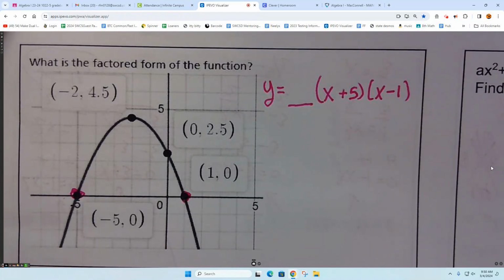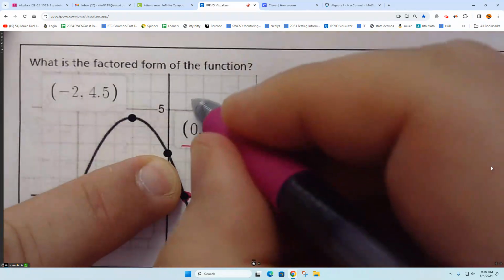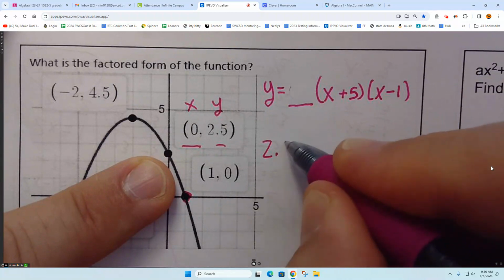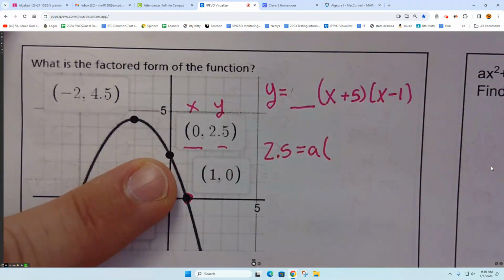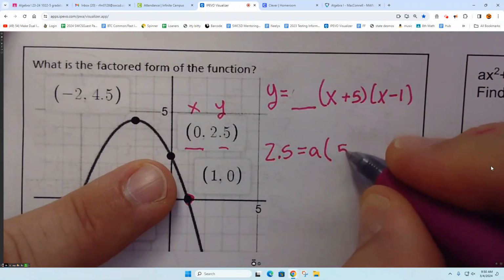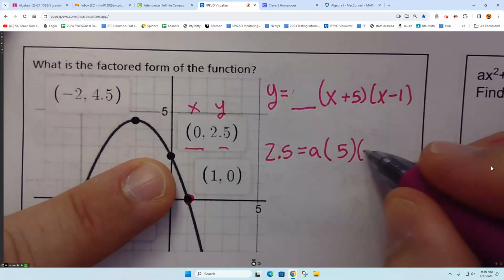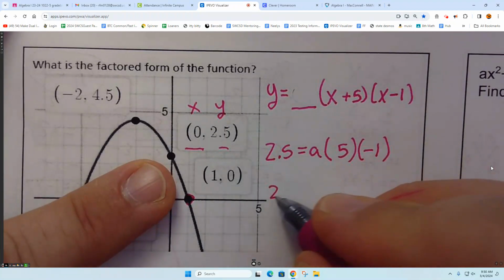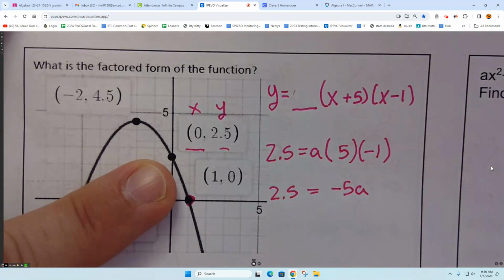The y-intercept. Okay. You want to use this point right here. So there's my X, there's my Y. I don't know my A. So I go 2.5 equals A times 0 plus 5. That's kind of nice. Are you okay if I just write 5 in there? 0 minus 1, -1. So then I get 2.5 equals -5A.